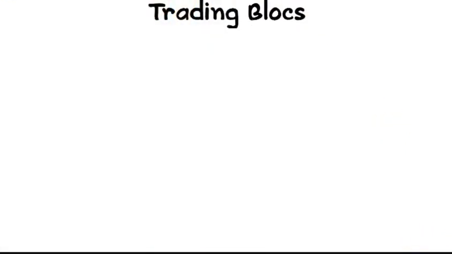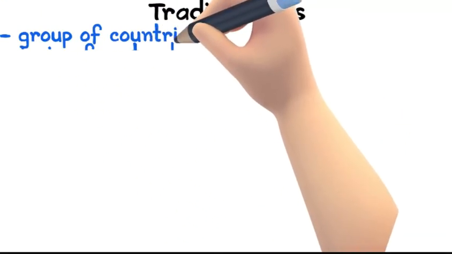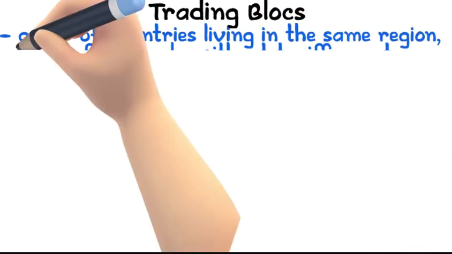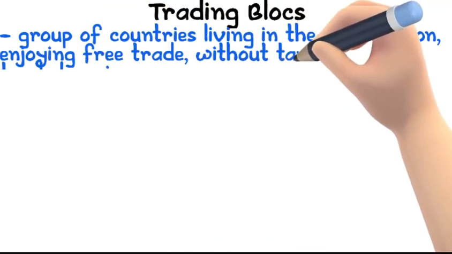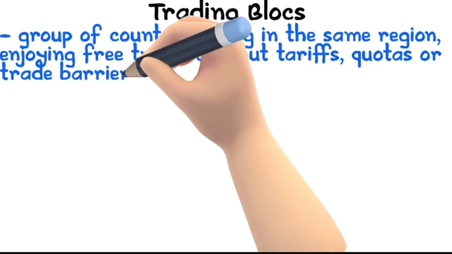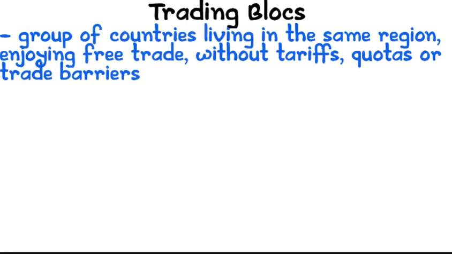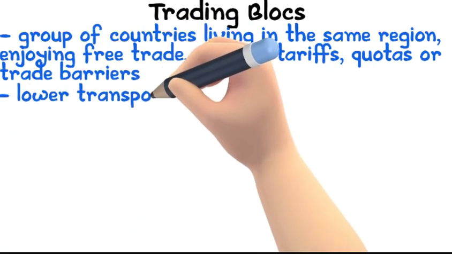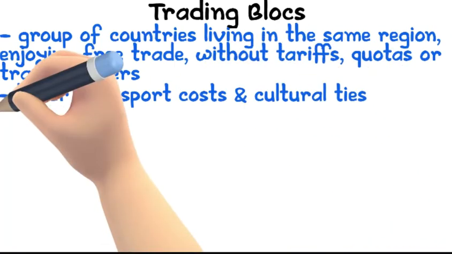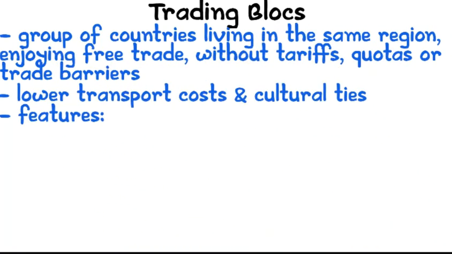Trading blocs. A trading bloc is a group of countries situated in the same region that join together and enjoy free trade without tariffs, quotas, or other trade barriers. Countries like to trade within a region due to low transport costs and cultural ties. Some features of trading blocs are listed below.